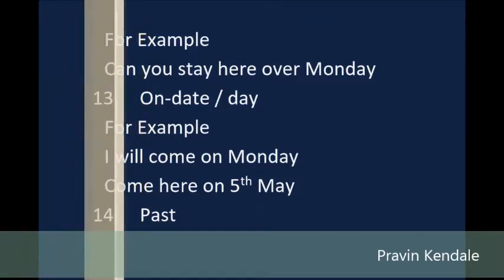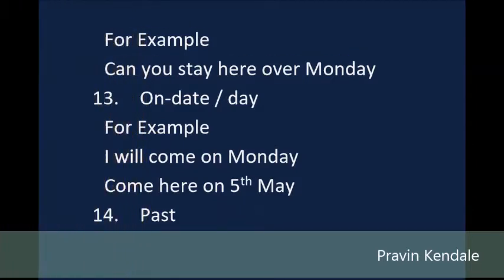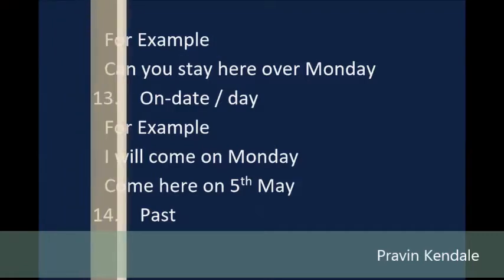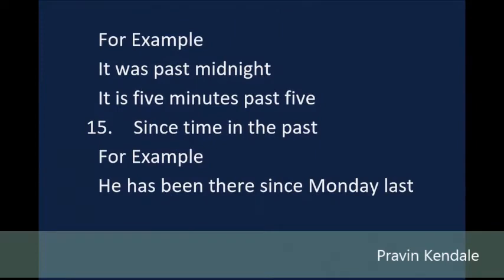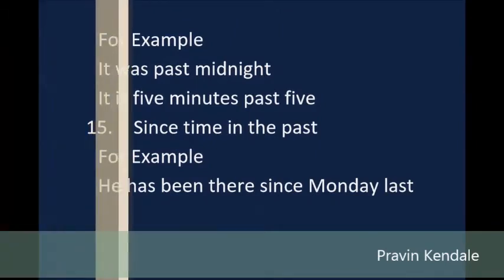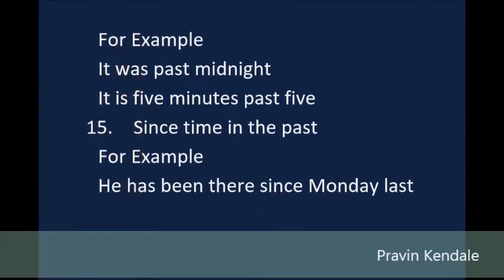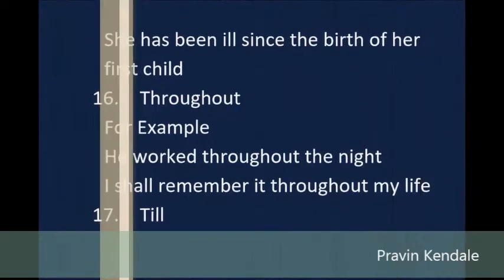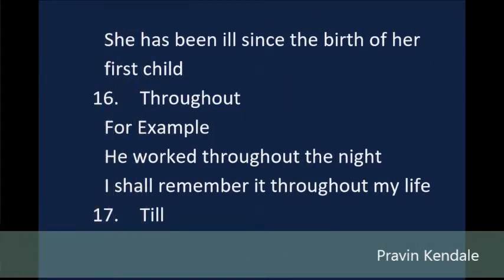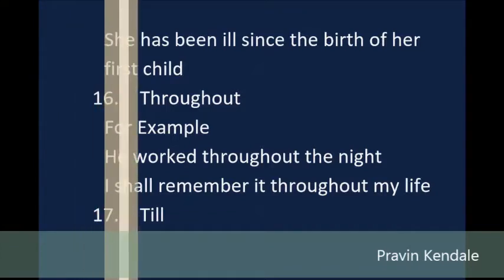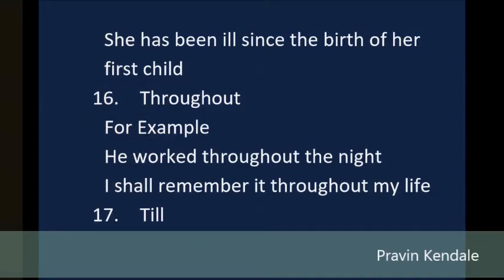Thirteen, on date or day. For example, I will come on Monday. Come here on May 5th. Fourteen, past. For example, it was past midnight. It is 5 minutes past 5. Fifteen, since, time in the past. For example, he has been there since Monday last. She has been ill since the birth of her first child. Sixteen, throughout. For example, he worked throughout the night.